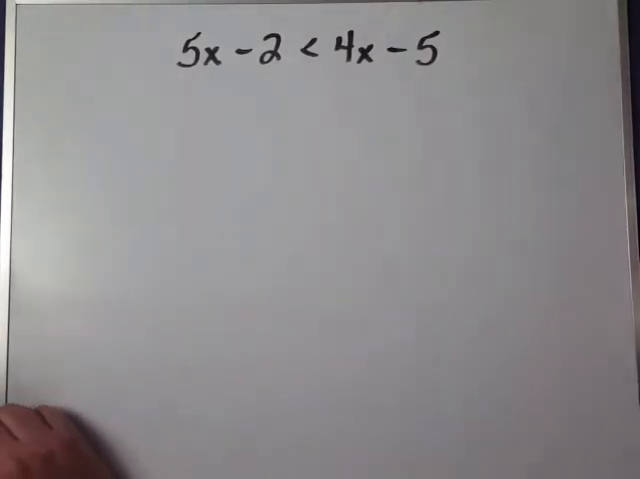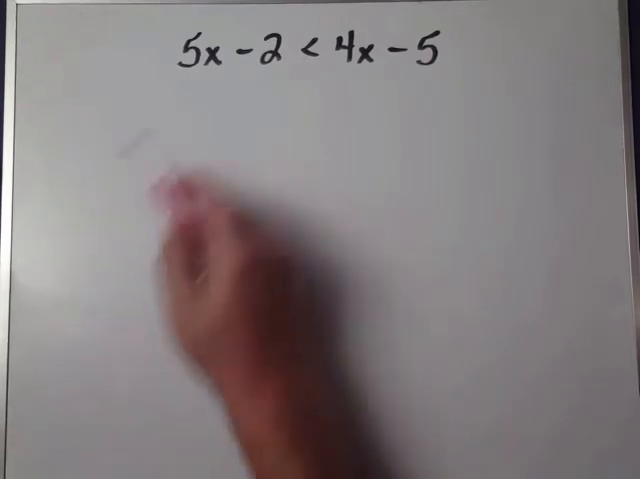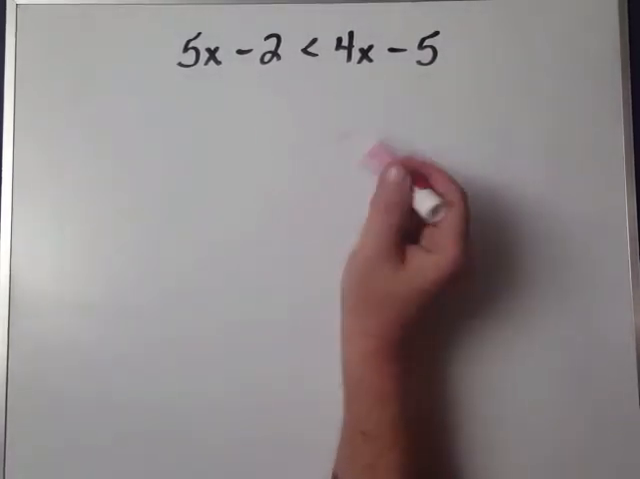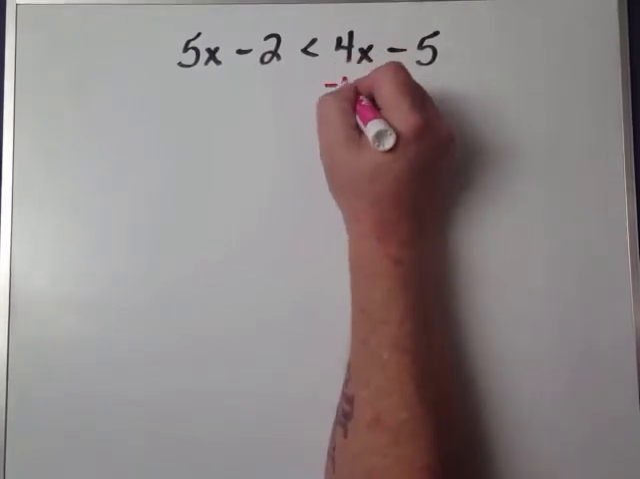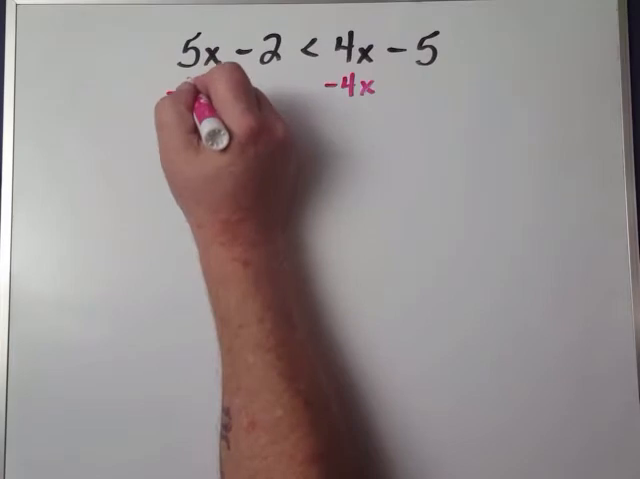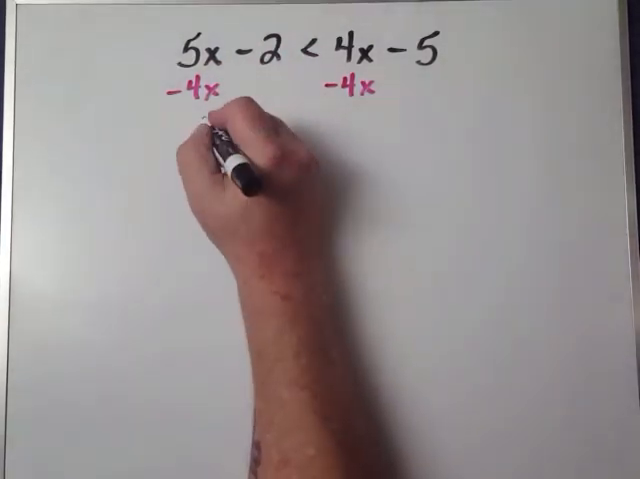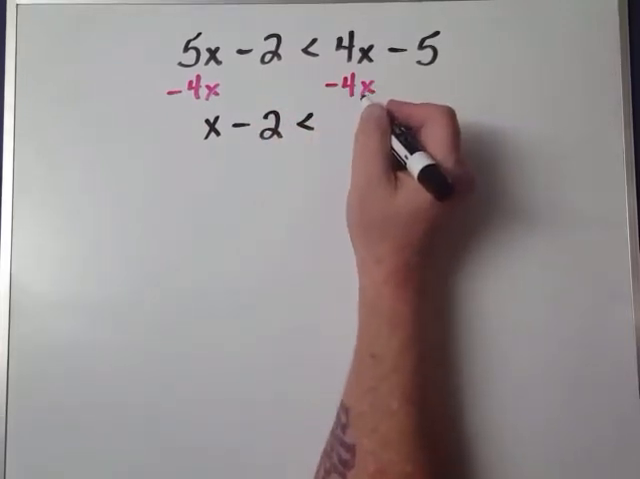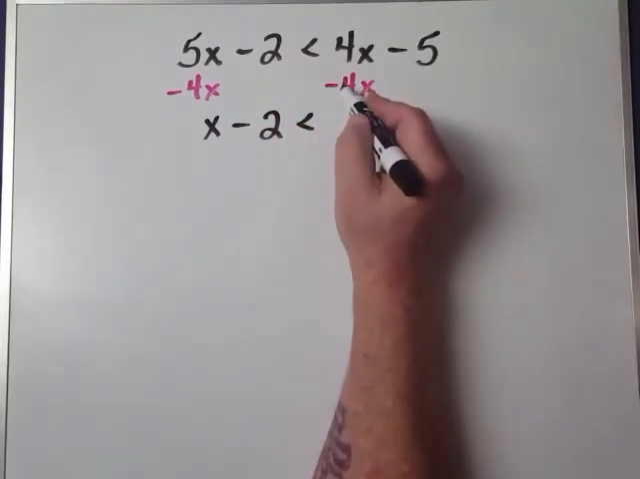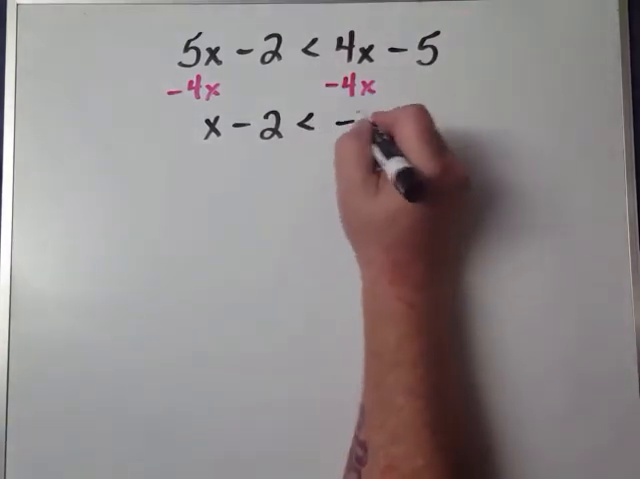We want to solve this for x. Just like we would an equation, we'd say simplify both sides. Both sides are already simplified. Get x on one side. Subtract 4x from both sides. We subtracted. We're not multiplying or dividing by a negative, we're just subtracting, and so we leave our inequality symbol alone.